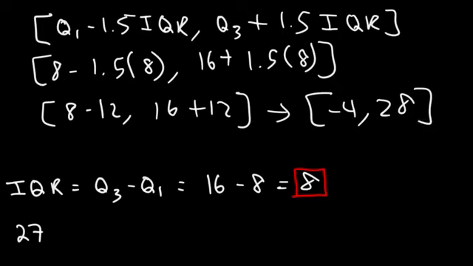So now looking at what we have, is 27 an outlier based on its range? Because 27 is between -4 and 28, 27 is not an outlier. Now, if we had 29, that would be an outlier. So now you know how to determine if a point is an outlier within a range.